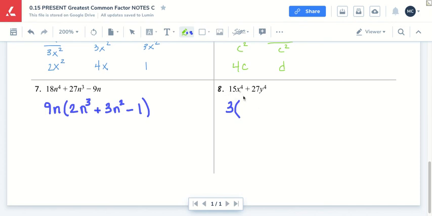So now I'll just take each of these terms and divide them by 3. So 15x to the 4th divided by 3 would be 5x to the 4th. And 27y to the 4th divided by 3 would be 9y to the 4th. And this would be our factored form.